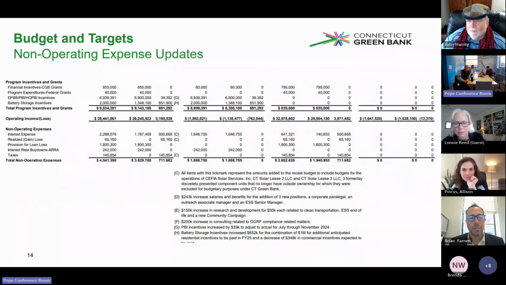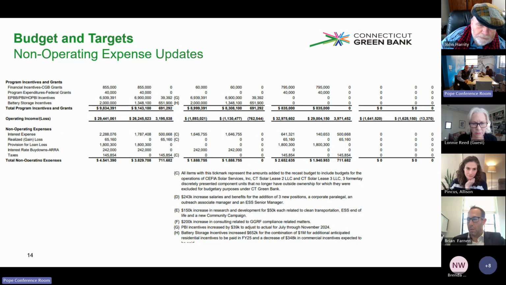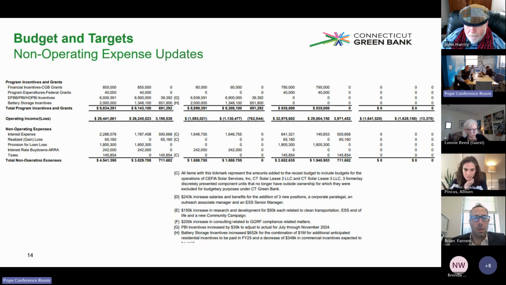So just want to highlight in non-operating expenses, we have a couple of adjustments. Again, we have adjustment C, which is reflective of the subsidiaries that are now rolling up. We have adjustment G, which is a small $40,000 adjustment. We're paying some old RCIP incentives that are coming in higher than forecast, better performance, so higher incentives. And then on battery storage, we have an increased incentive amount of 651,000, all on the residential side.